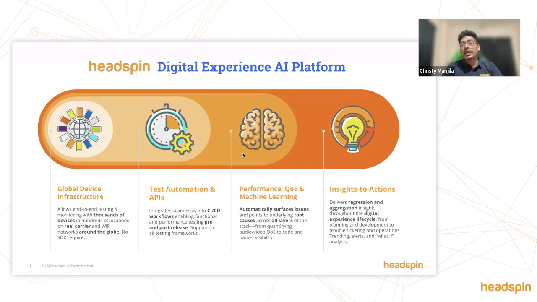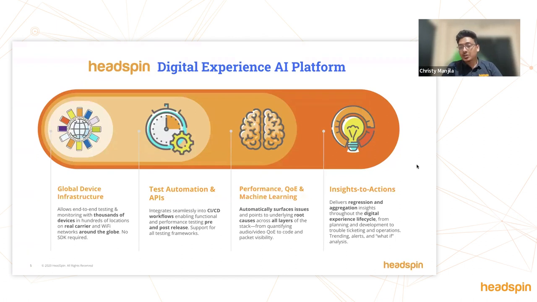Now, the second pillar would be test automation and APIs. So you can run any scripts using any language, as long as it has an Appium client readily available. You can run that particular script on the remote devices. You can even use some of the APIs that we provide to connect the remote devices to your local device so that you can run test cases using Espresso or even XCUITest cases on iOS as well.